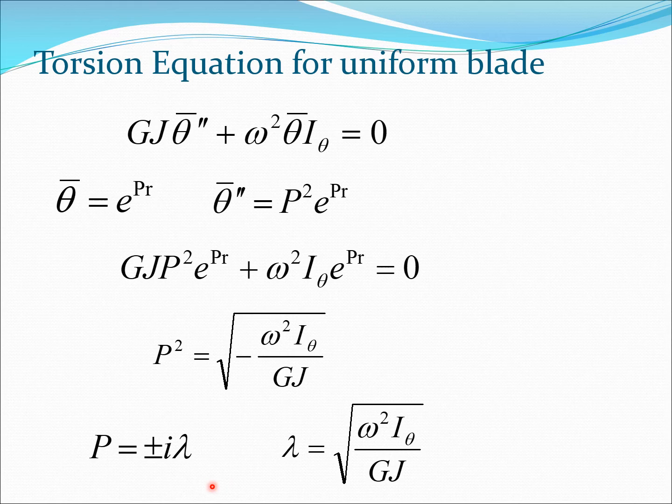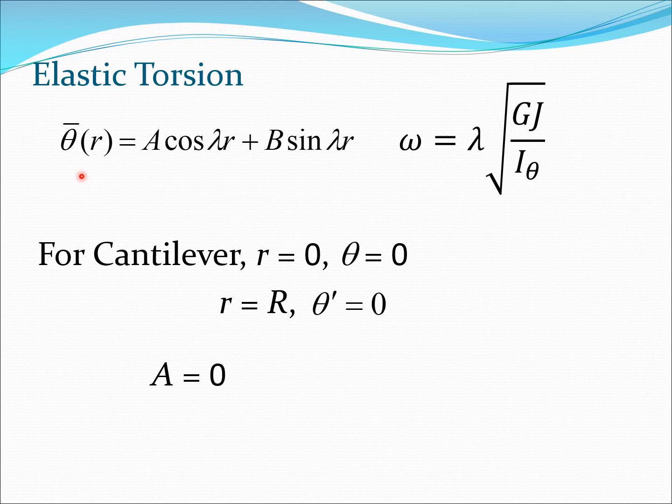And now I get p is plus minus i lambda, where lambda is expressed in terms of the natural frequency, the I theta, GJ. So GJ is the torsional stiffness of the blade or the beam. So I can solve this theta bar because you saw that it was plus minus i lambda. I can write it as a cos and a sine, and I also know that the natural frequency can be written in this form as GJ, I theta and then lambda.